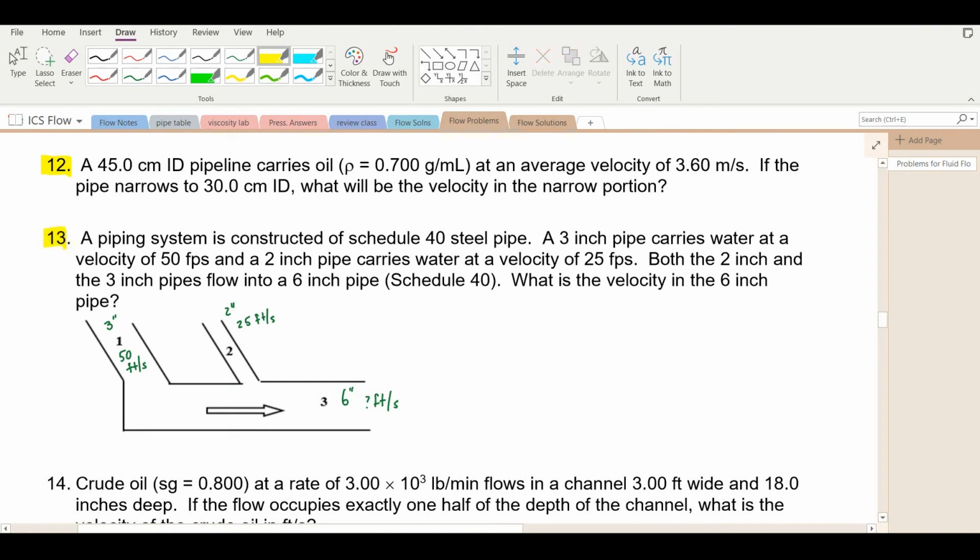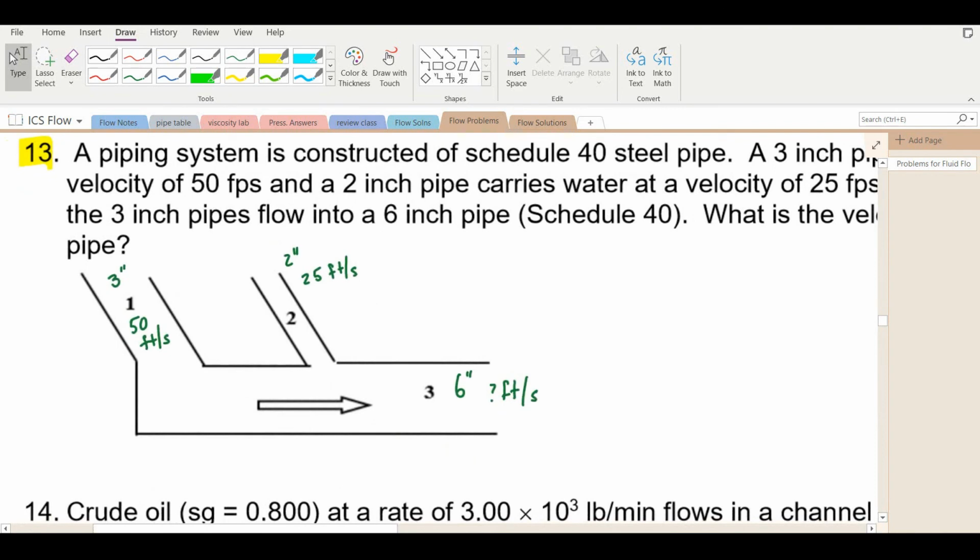Question number 13. A piping system is constructed of Schedule 40 steel pipe. We have a 3-inch pipe that carries water at a velocity of 50 feet per second, and a 2-inch pipe that carries water at a velocity of 25 feet per second. Both the 2-inch and the 3-inch pipes flow into a 6-inch pipe, Schedule 40. What is the velocity in the 6-inch pipe? You want to be careful here. This is tricksy. Can you just add up those two velocities and say the total velocity is 75 feet per second?